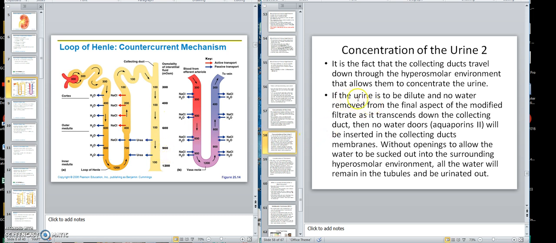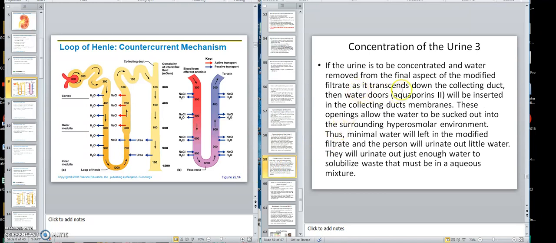So if the urine is to be dilute, no water removed as it comes down, then no water doors, which we will call aquaporins 2, will be inserted in the collecting ducts. Thus, no water can get out. Without openings to allow the water to be sucked out into the surrounding hyperosmolar environment, remember I said the hyper side acts as a what? Vacuum for water. Without openings to allow the water to be sucked out, all the water remains in the tubules and is urinated out. So you'd have a lot of urine coming out.